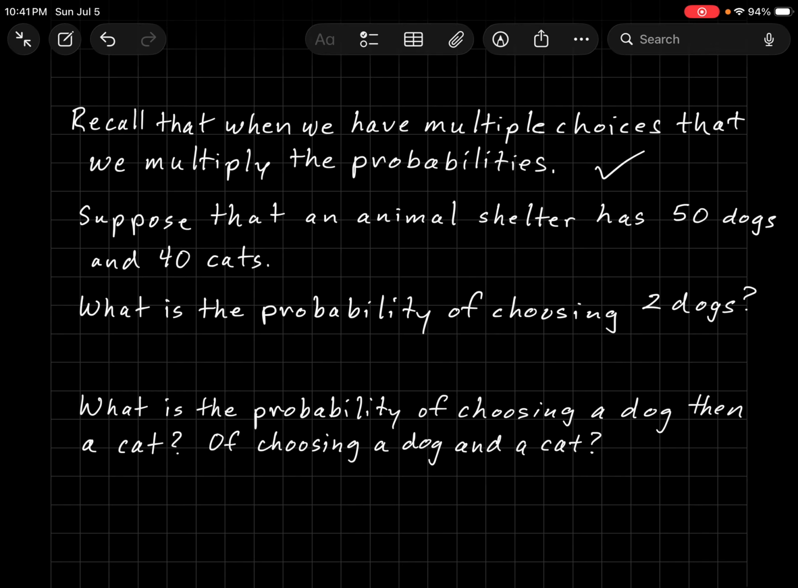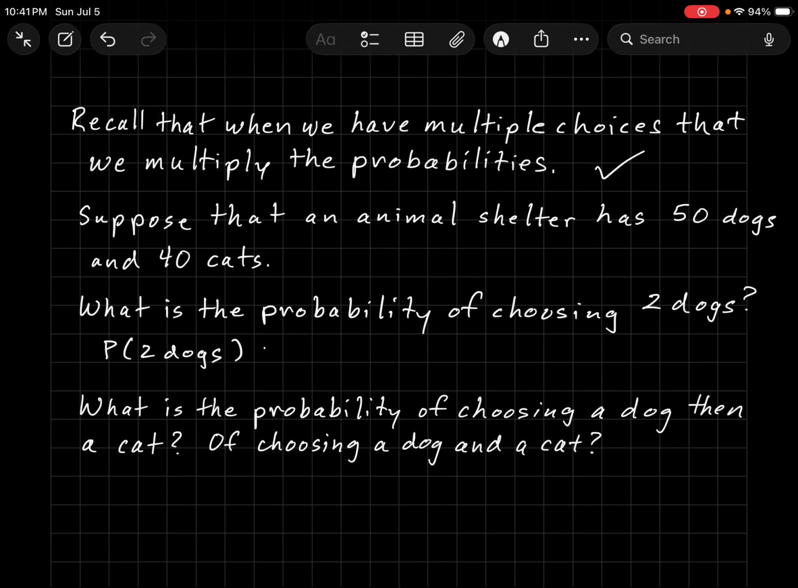So suppose that an animal shelter has 50 dogs and 40 cats. What is the probability of choosing 2 dogs? And even though I didn't write it in most of these problems, formally we're randomly choosing objects, or in this case dogs. I just didn't happen to write that, but I want you to realize that's what I'm doing, or what I should have in every problem. We are randomly choosing these things. So what is the probability of choosing 2 dogs?